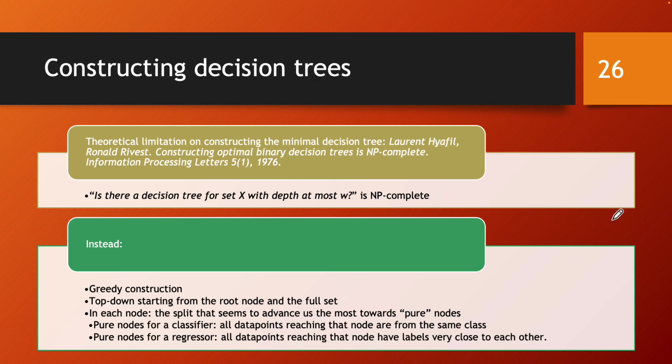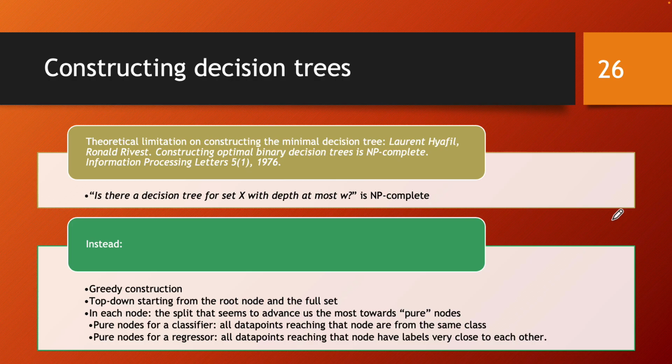You have this idea that you would like, in principle, to end up with so-called pure nodes. If you think about a classifier, a pure node would be one where all the data points that reach that node are from the same class. In that sense, you talk about purity. If you have a regressor, the idea is that all the training data points reaching that node have values that are very close to each other. So having these pure nodes eventually in the leaves of your decision tree is going to make the problem of giving a prediction very easy, because they are either from the same class or, in the case of a regressor, they essentially have the same value.